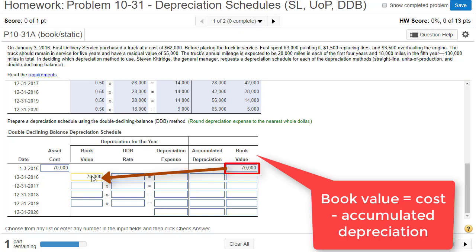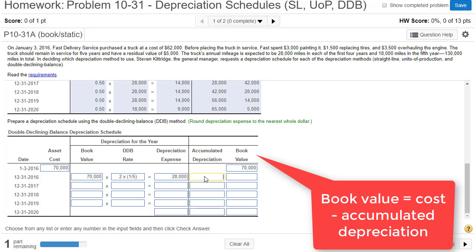And the double declining rate means you're going to take 2 multiplied by 1 divided by 5. And the 5 represents the 5 years that you are going to be depreciating this asset, the life of the asset. So basically, you're taking the book value, multiplying it by 2, and then dividing by the number of years. So that gives us a depreciation expense of $28,000.